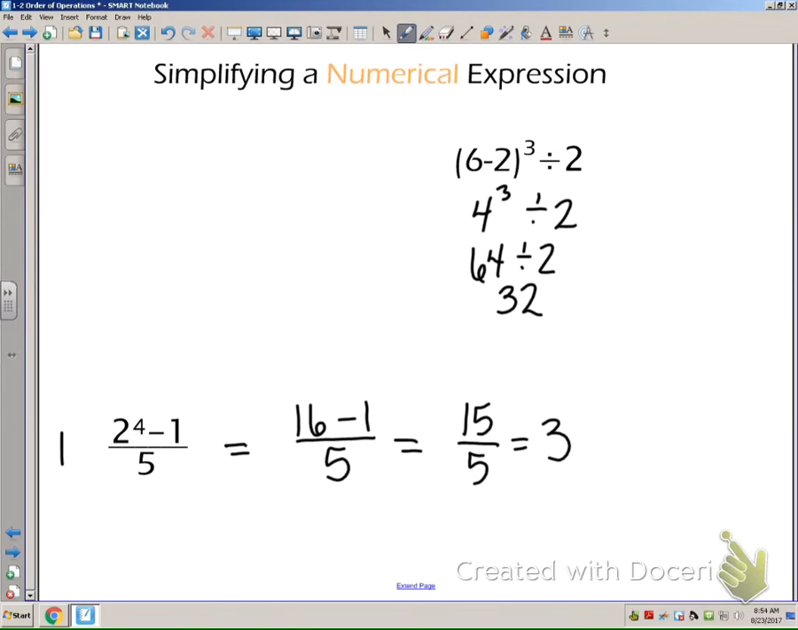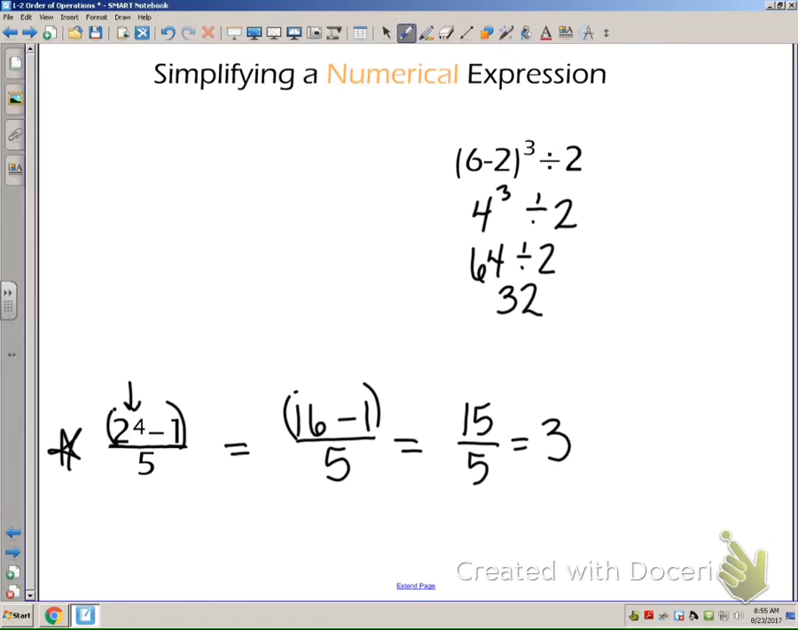Now this one down here is a little bit tricky problem, because what a lot of people forget is that this fraction bar kind of acts as a grouping symbol. When I see a bunch of things over top of something, I just kind of think of there being grouping symbols in there. So what I need to do first is take care of my exponent right here. 2 to the 4th power is the same as 2 times 2 times 2 times 2, which is 16. And then I just write everything else down. 16 minus 1 all over 5.